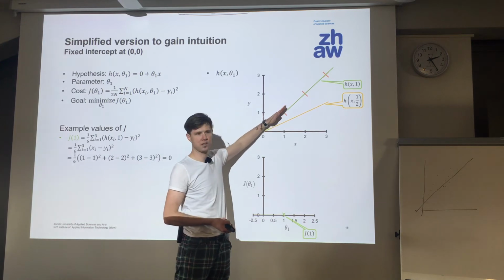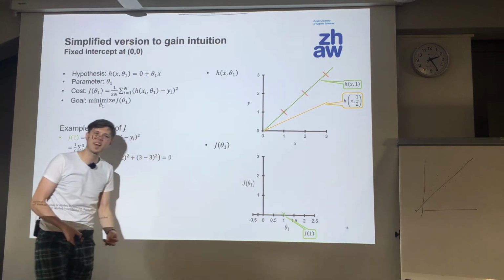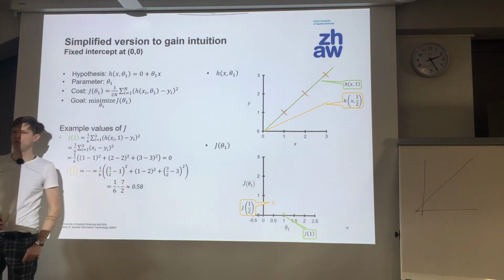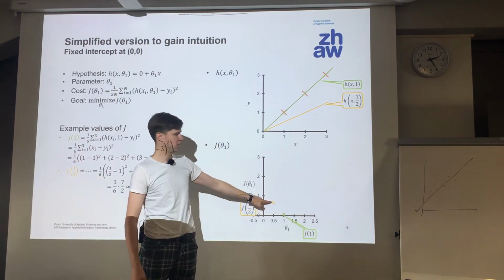Intuitively, it is less good than the other one. It doesn't go through any of the points. But what exactly is the cost? Of course, we do the same thing. Turns out the cost is 0.58, which in a plot is a point here.